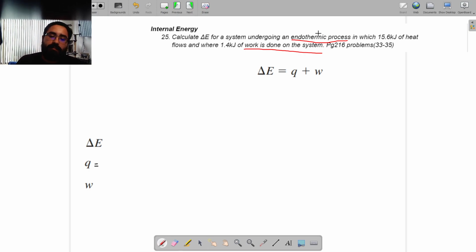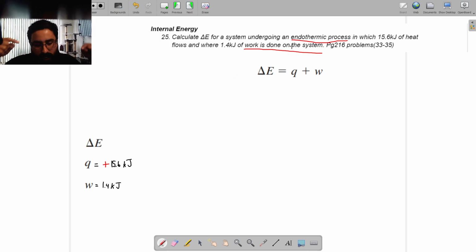What does endothermic mean? It tells us the flow of heat. Think of the letters En as entering, right? So the heat is entering the system. It's going into the system. So that heat is going to be positive, all right? And it is 15.6 kilojoules of heat. Now this 1.4 kilojoules says work is done on the system. So it's going into the system, or onto the system.